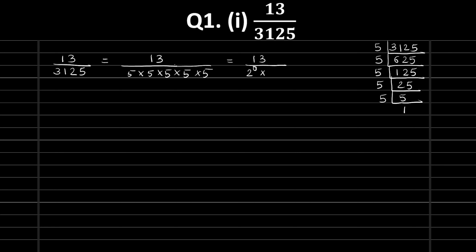Multiplied with, we have 5 times, right? So we will write down 5 raised to 5. 5 has been multiplied 5 times. So in the denominator, we have 2 raised to 0 into 5 raised to 5.